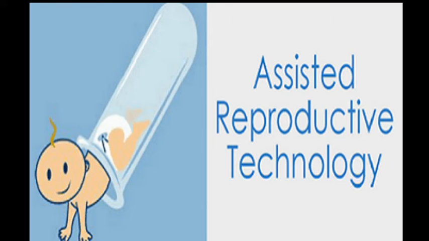Good morning students. This is our third part of the chapter on reproductive health. Here we discuss some assisted reproductive technologies, including the test tube baby. So what are assisted reproductive technologies?